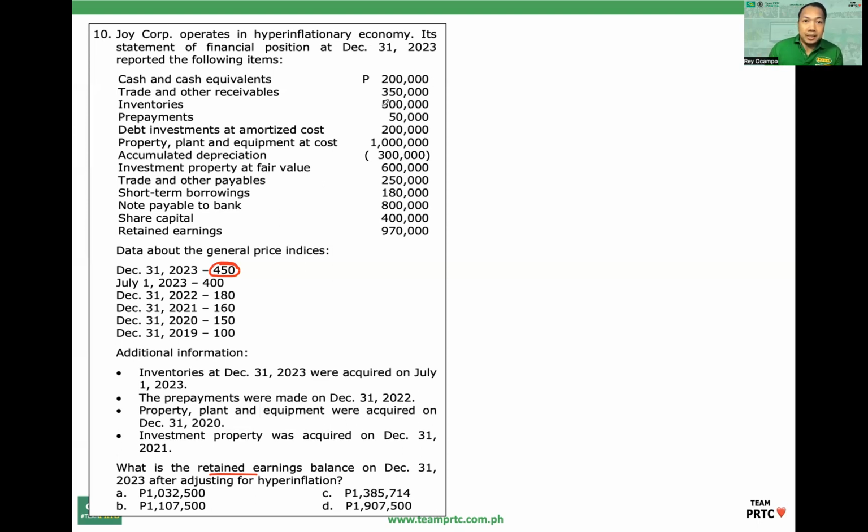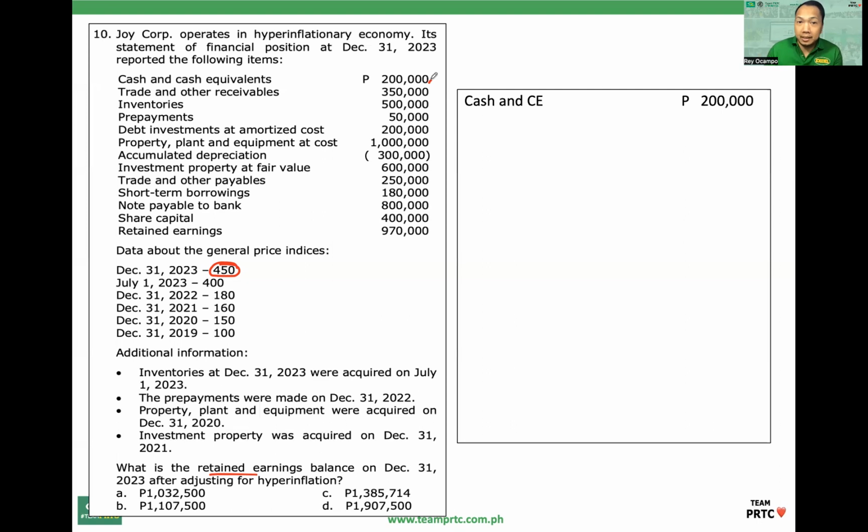So, the first item, cash and cash equivalents. Okay, monetary, therefore not restated. Trade and other receivables, to be received in money. Okay, monetary item, not restated. Inventories, non-monetary. Not yet at NRV, still at cost. So, restated.